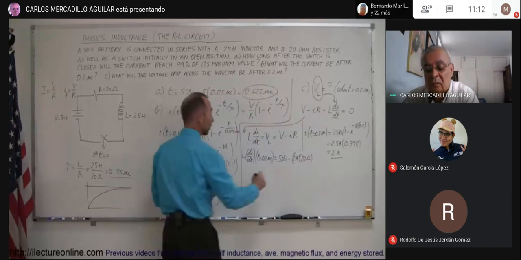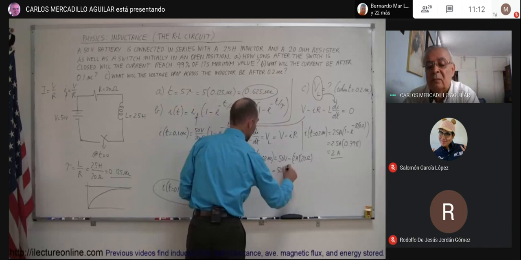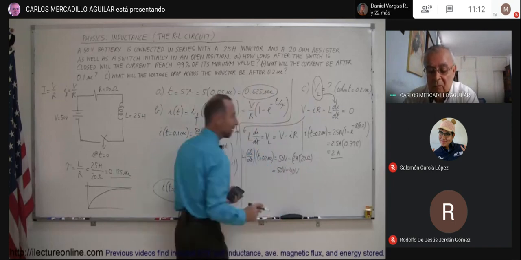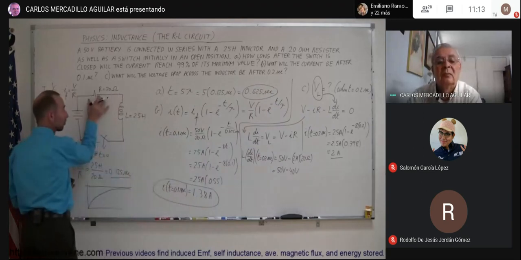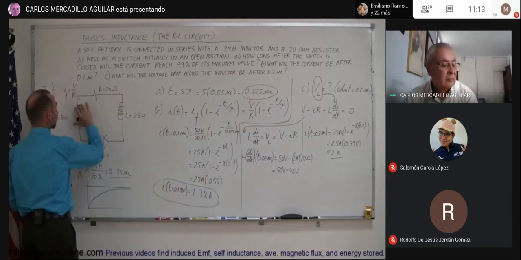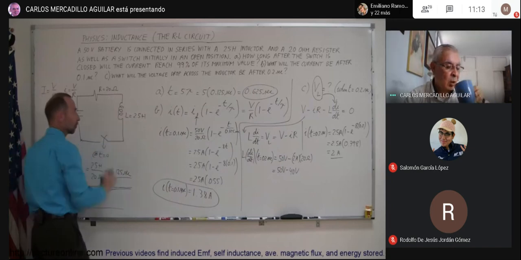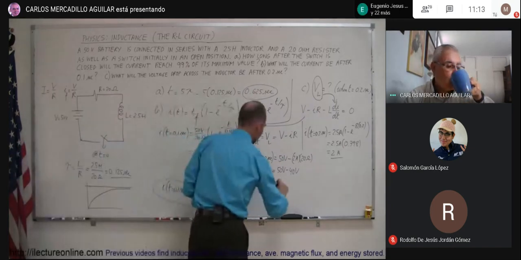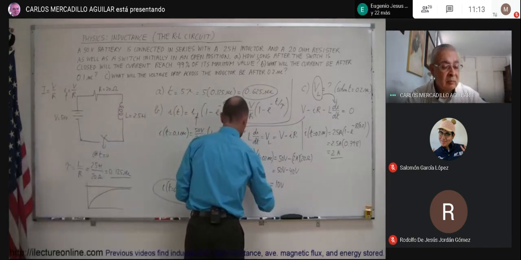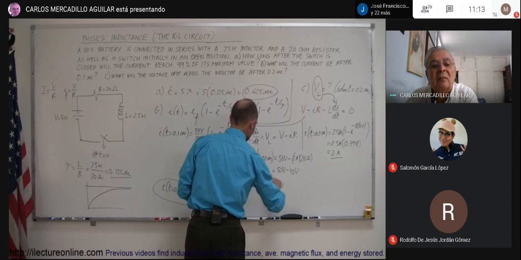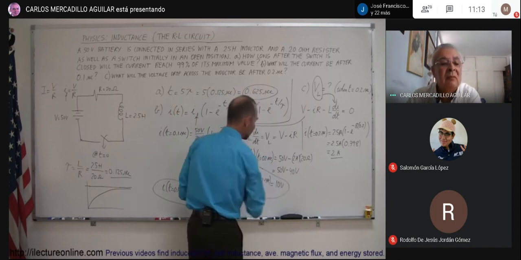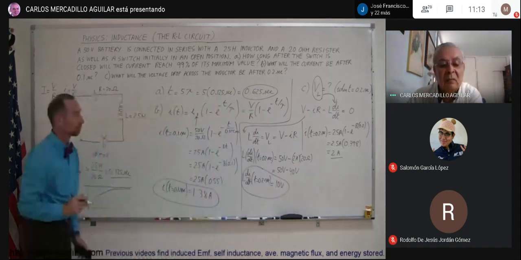And then you can see, of course, that is equal to 50 volts minus 40 volts, which means after 0.2 seconds, the voltage drop across the resistor is 40 volts. Subtract that from the 50 volts, and you're left with 10 volts across the inductor. So the answer is 10 volts. So L di/dt when the time is equal to 0.2 seconds is equal to 10 volts. And that's how you do that.